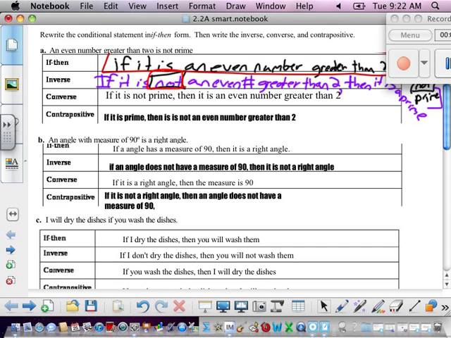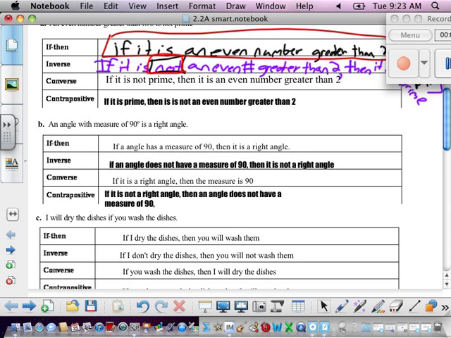The converse I've got up here: if you wash the dishes, then I will dry the dishes. And contrapositive, anybody? If you don't wash the dishes, then I won't dry them. Okay.